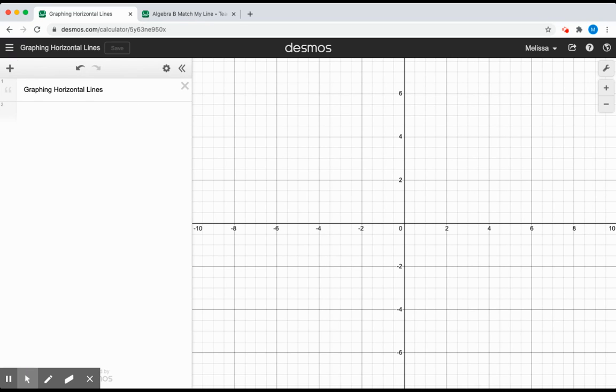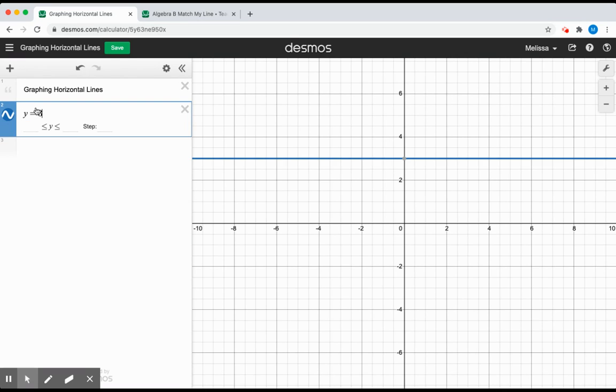Now, we're going to look through this through the rule of three, I suppose: by the equation, by plotting points, and by the graph. So when we graph horizontal lines, basically what we do is we just graph without the x. There it is, y equals 3.